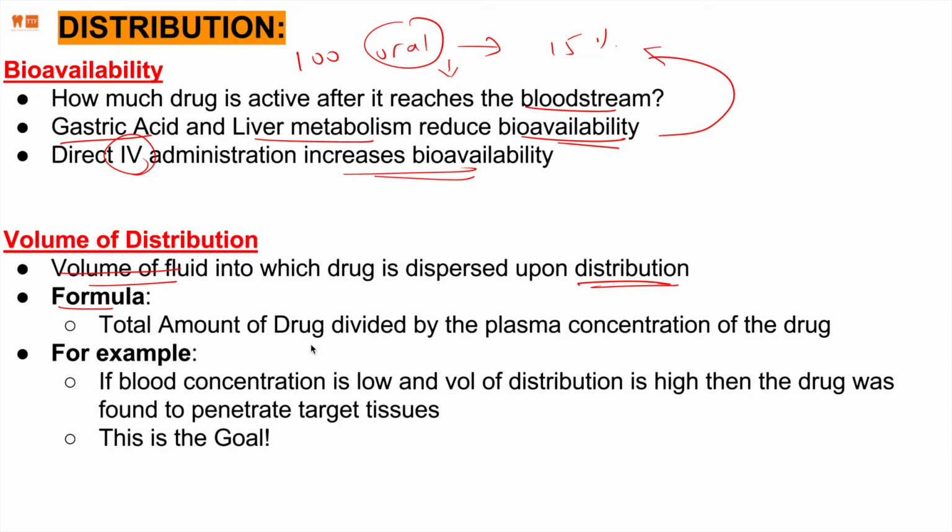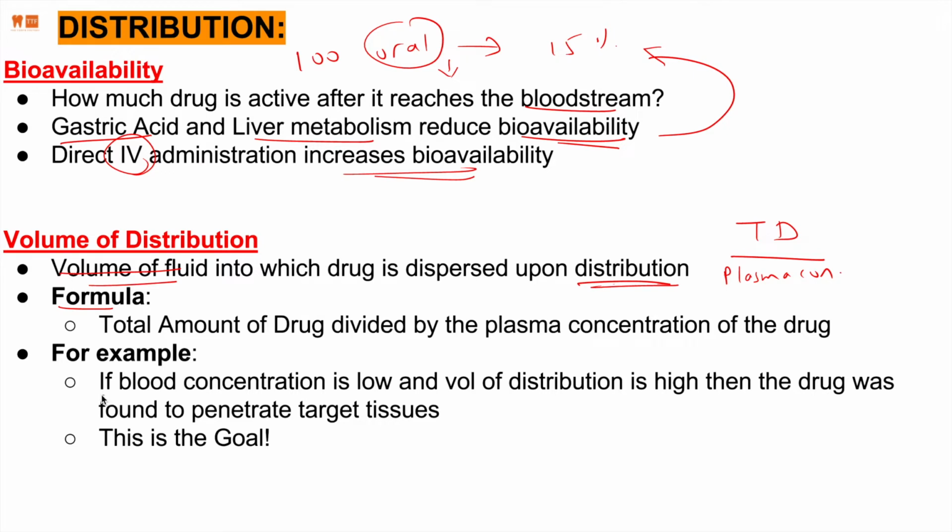So what's the formula? It is total amount of drug divided by plasma concentration of the drug. That's our volume of distribution. However much total drug amount we have, divided by how much it's concentrated in the blood.